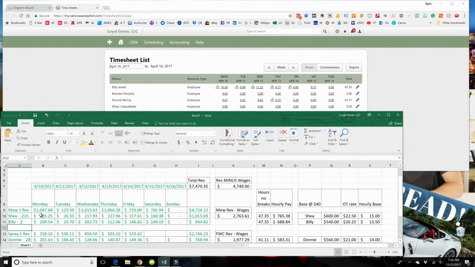So if you see here, if you know anything about these Excel sheets, I'm taking B9, so that's the revenue for Monday, and I'm multiplying it by his percentage pay rate.